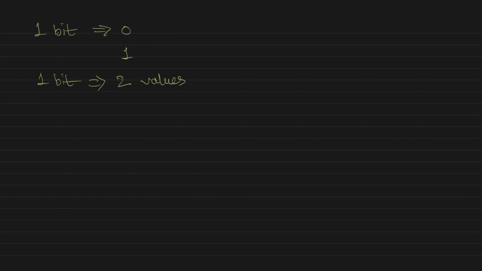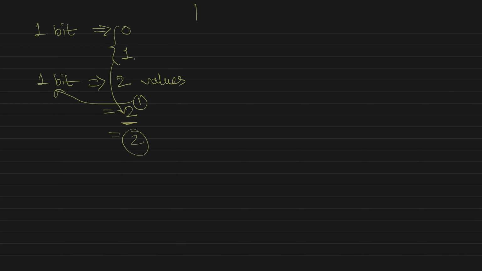And this can also be represented as 2 raised to 1. So 1 is the number of bits, which is 1 bit, and 2 is the number of combinations we have for each bit, 0 and 1. So 2 raised to 1 is again 2. So 2 values is what we can store.